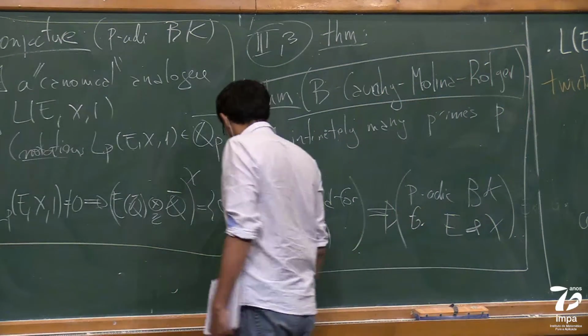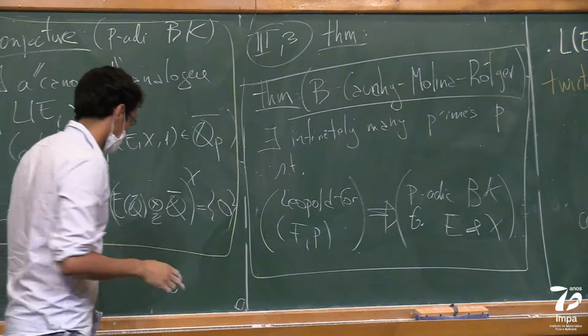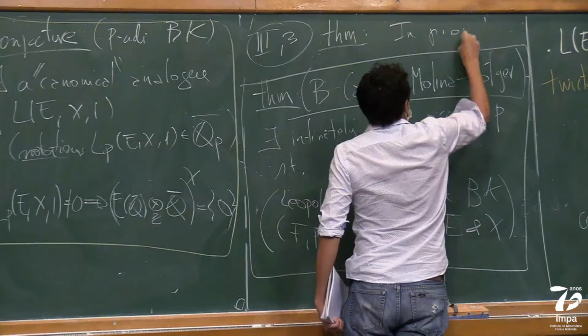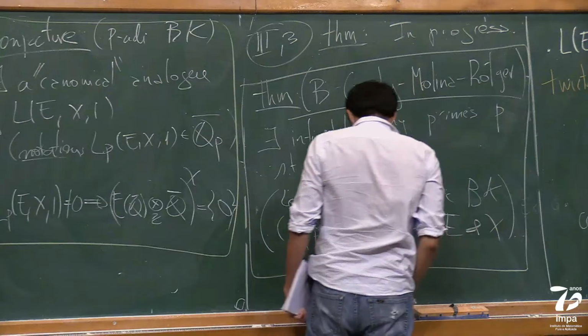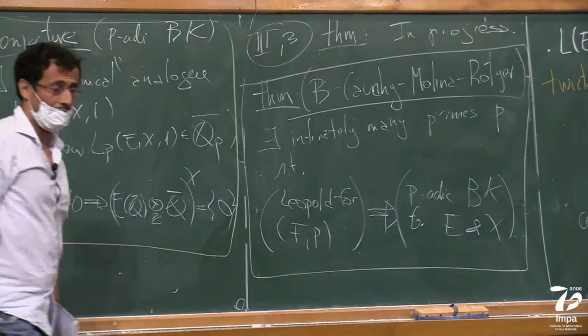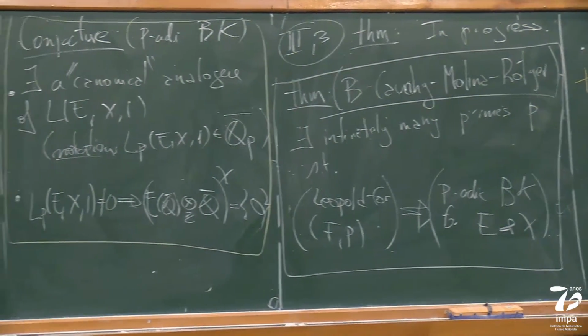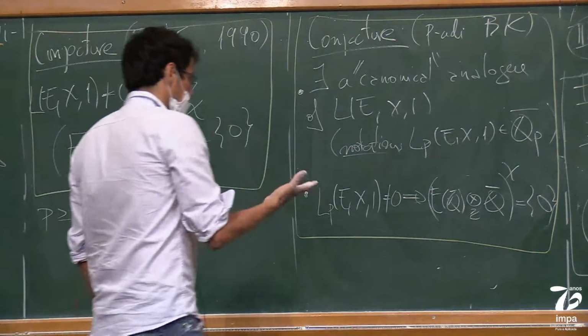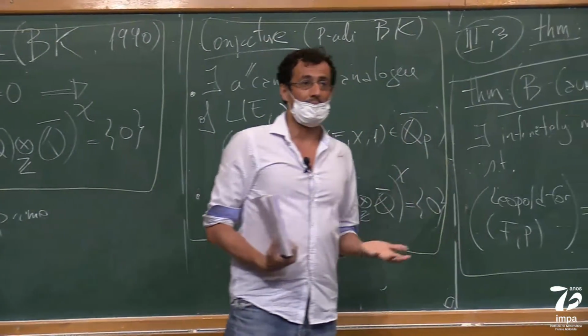So that is the theorem, which is still in progress, we are writing it. We are writing the proof of the theorem, and that is what we prove. To prove the theorem, we use the arithmetic manifold.